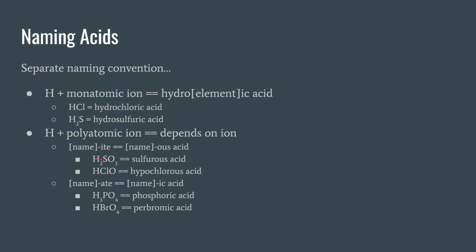The other thing is note that the number of hydrogens depends on the charge on the ion. So hypochlorite has a 1- charge, so it's a monoprotic acid. Sulfite has a 2- charge, so it's a diprotic acid. It has two of those protons. Okay. Phosphate has a 3- charge, so it has 3 acidic protons. That's why it's a triprotic acid. Likewise, sulfide is 2-, so 2 protons. Chloride is 1-, so 1 proton.